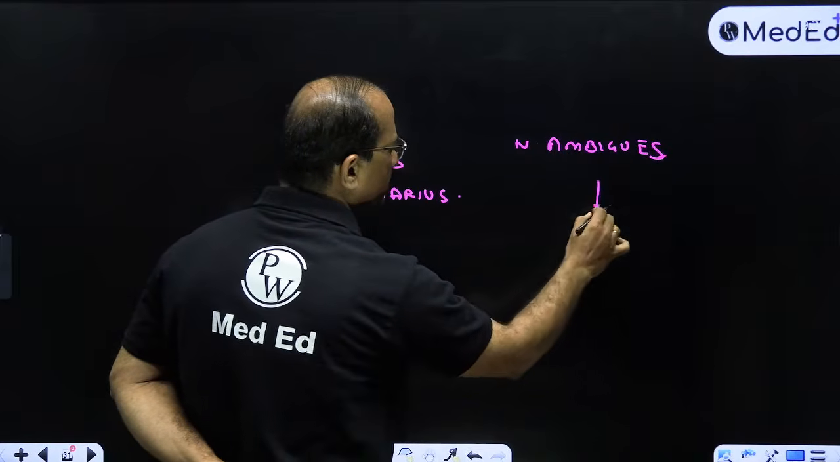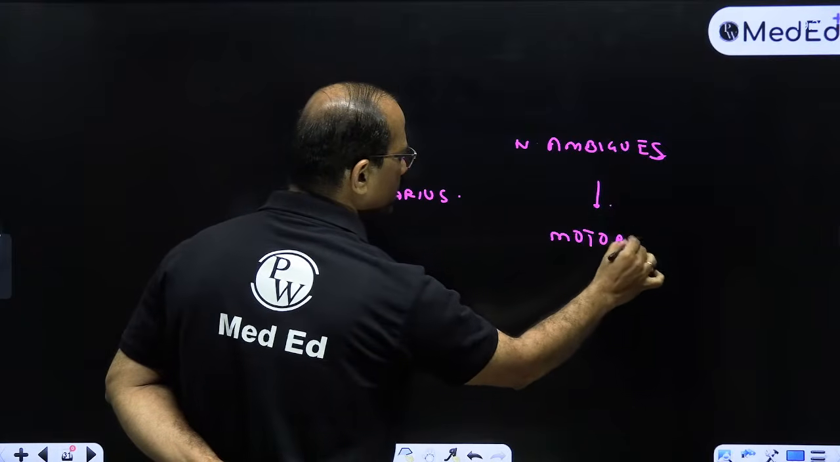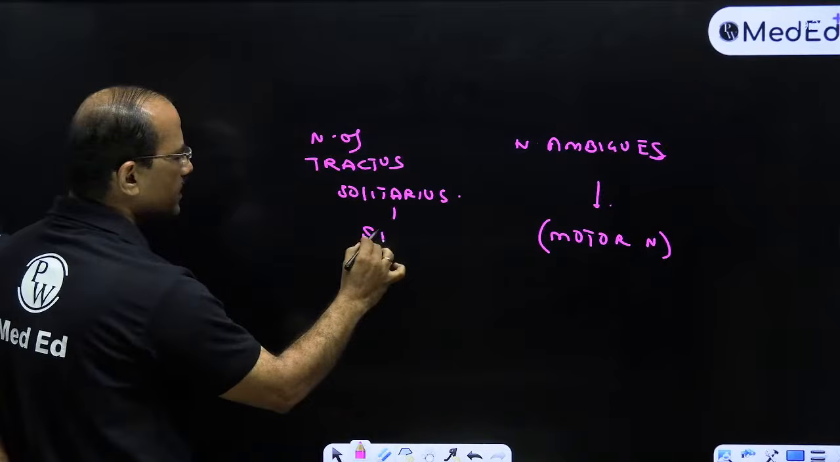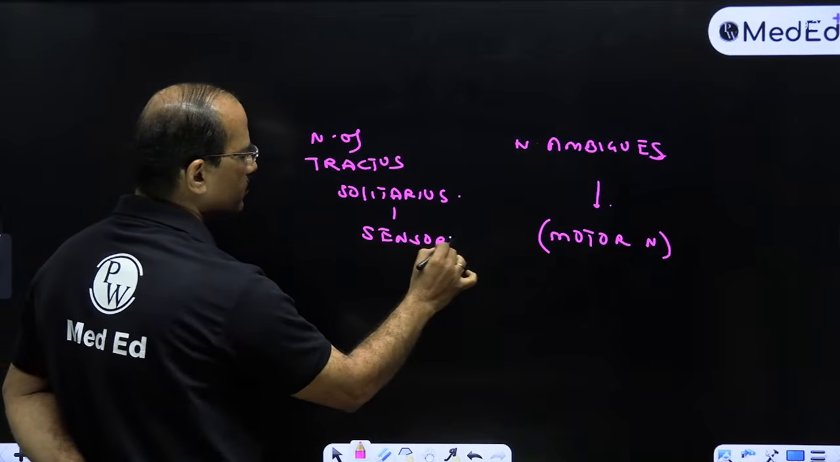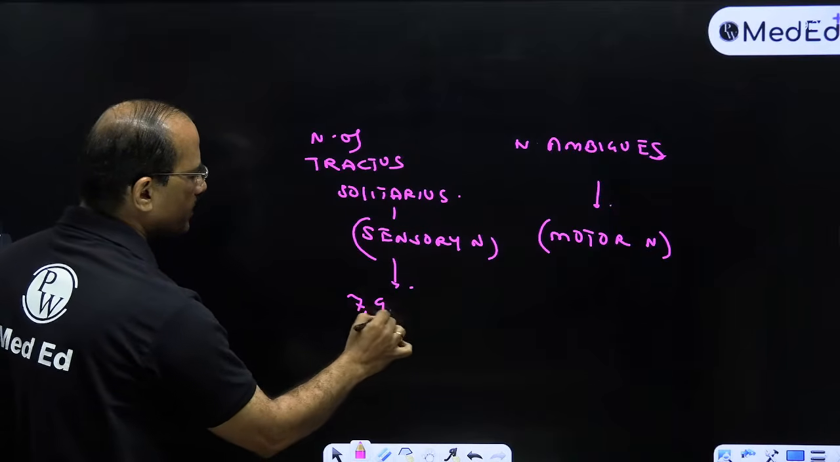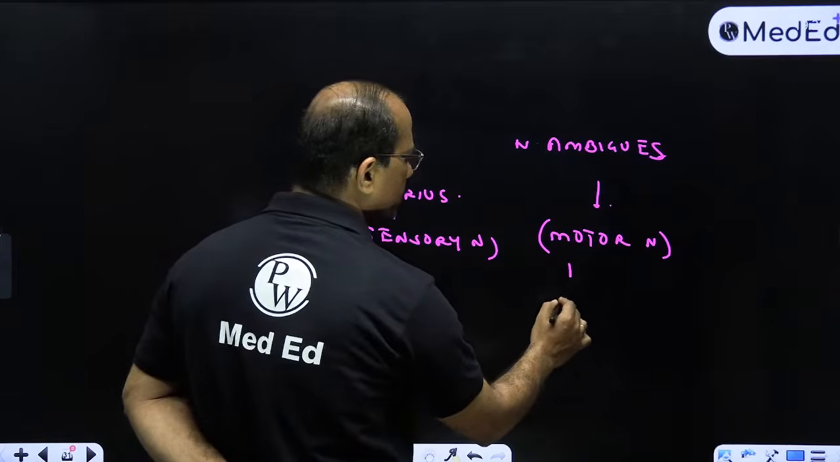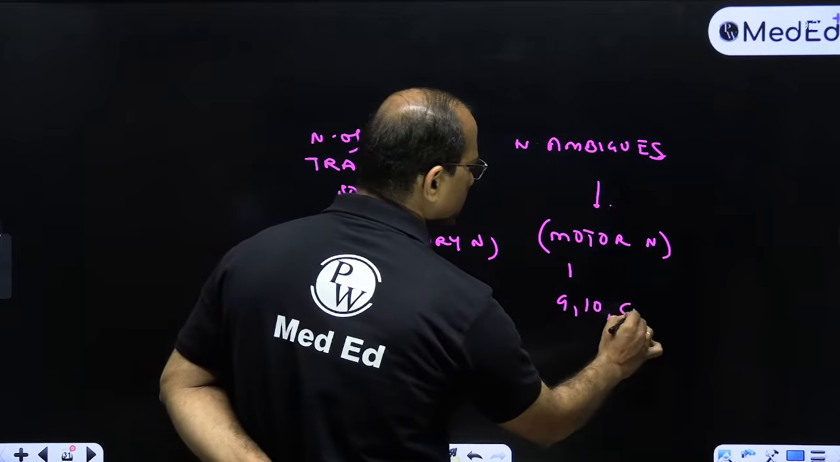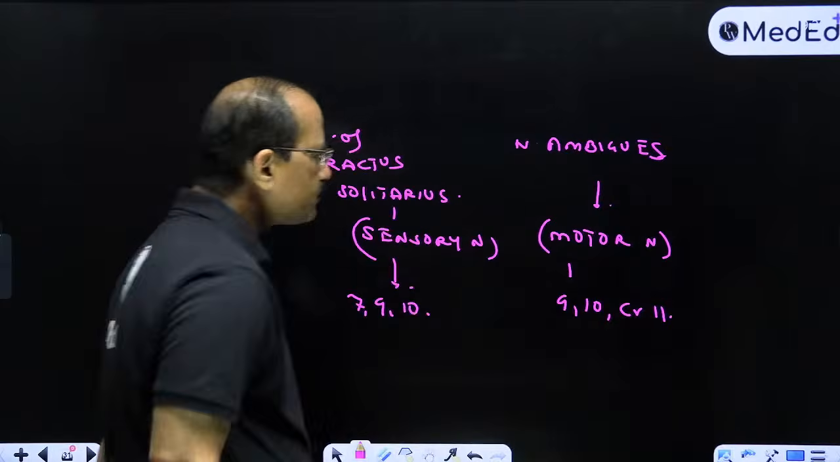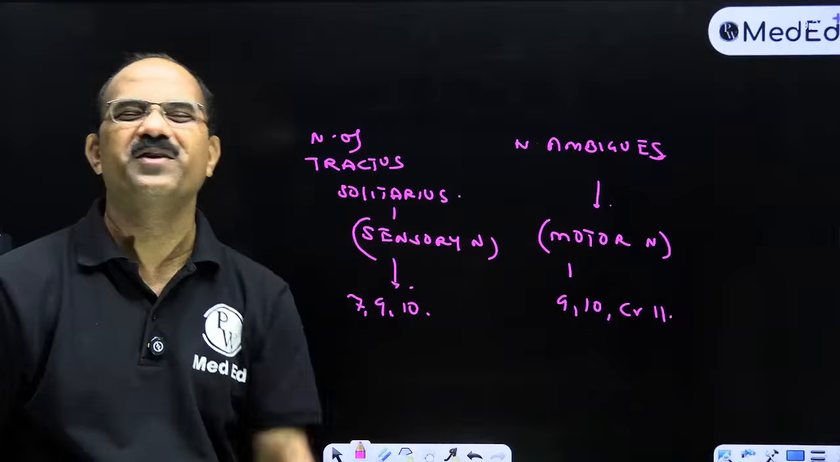So nucleus ambiguus is a common nucleus, a motor nucleus, and this is a sensory nucleus. This is a common nucleus for the 7th, 9th and 10th cranial nerves, and this is a common nucleus for the 9th, 10th and cranial accessory. Just remember these two nuclei, very important, right?